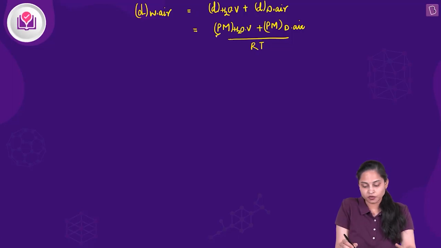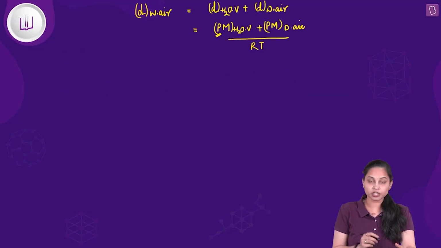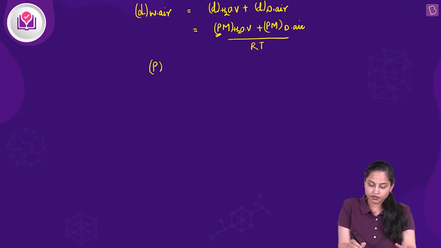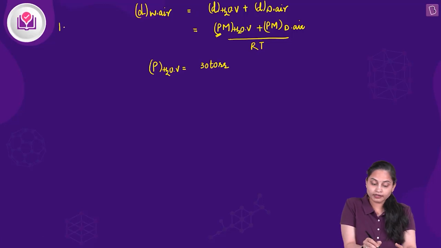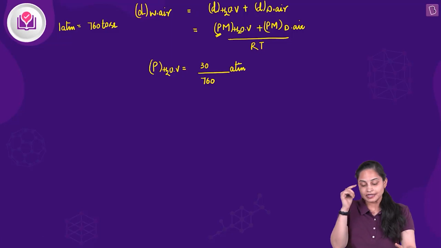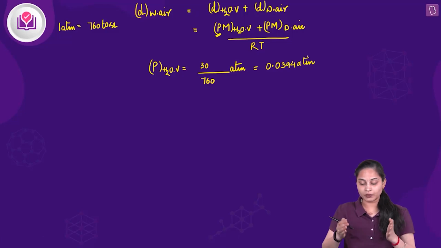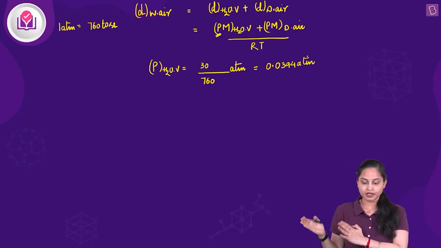So what is the vapor pressure? The vapor pressure of water given to us is 30 torr. Convert it into atm. We also know that 1 atm is equal to 760 torr, which means that 30 torr will be equal to 30 divided by 760, and now the units will be atm. When you calculate it, you will get the result as 0.0394 atm.